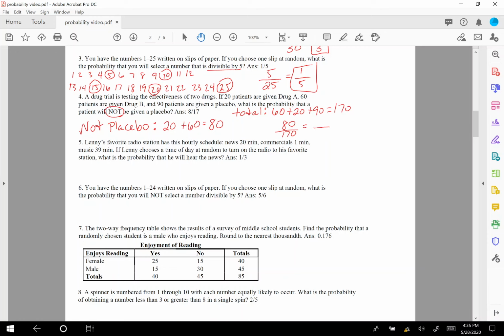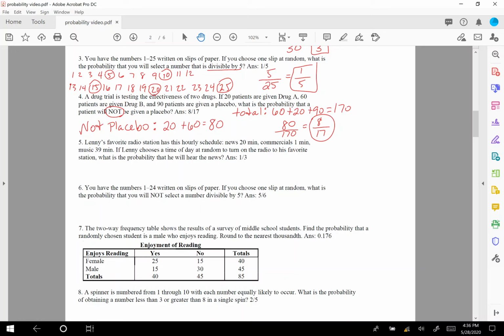And then we just have to reduce this. They both end in 0, so we can divide them both by 10. So it's going to be 8 out of 17. And 8 and 17, you cannot divide that further. So you have an 8 out of 17 chance of not getting the placebo.